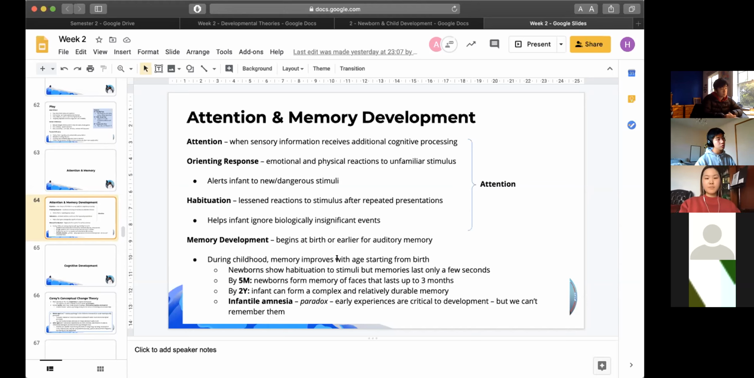During childhood, memory will improve with age. Newborns actually show habituation to stimuli, but the memories last only for a few seconds. From 5 months, infants will be able to form memory of faces that actually last up to 3 months. By 2 years old, infants can form a complex and relatively durable memory. Basically it just increases with age, and obviously it decreases with old age as well.